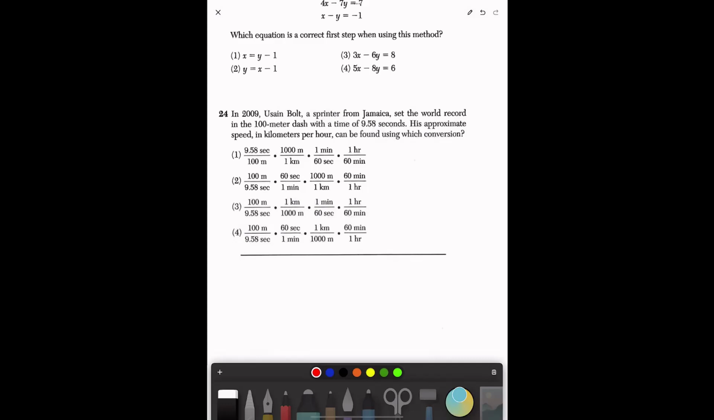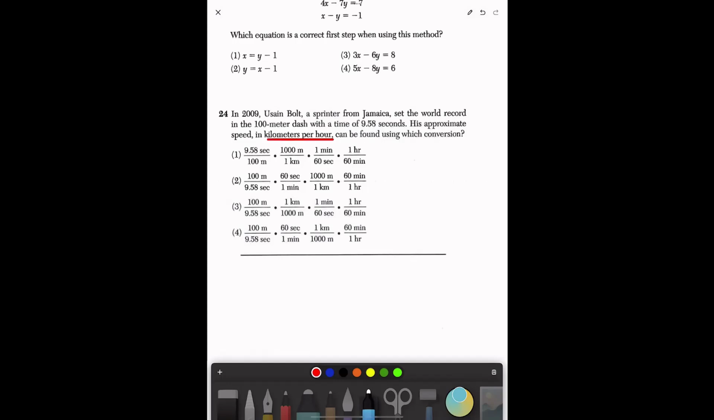I'm kind of getting a little tired, but basically this is just a conversion of units from one set of units to another set of units. So it said in 2009, Usain Bolt, a sprinter from Jamaica, set the world record in the 100-meter dash with a time of 9.58 seconds. His approximate speed in kilometers per hour. So this is what we're trying to convert to. Kilometers per hour can be found using which conversion?